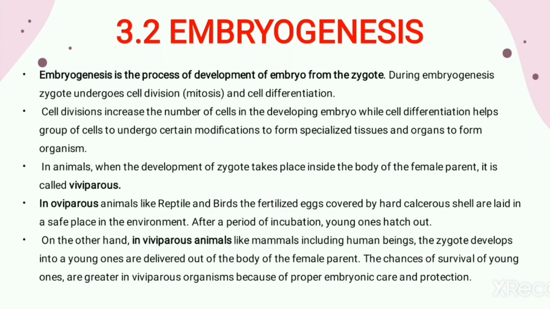In animals, when the development of zygote takes place inside the body of female parent, it is known as viviparous. In oviparous animals like reptiles and birds, the fertilized eggs covered by hard calcareous shell are laid in a safe place in the environment. After a period of incubation, young ones hatch out.